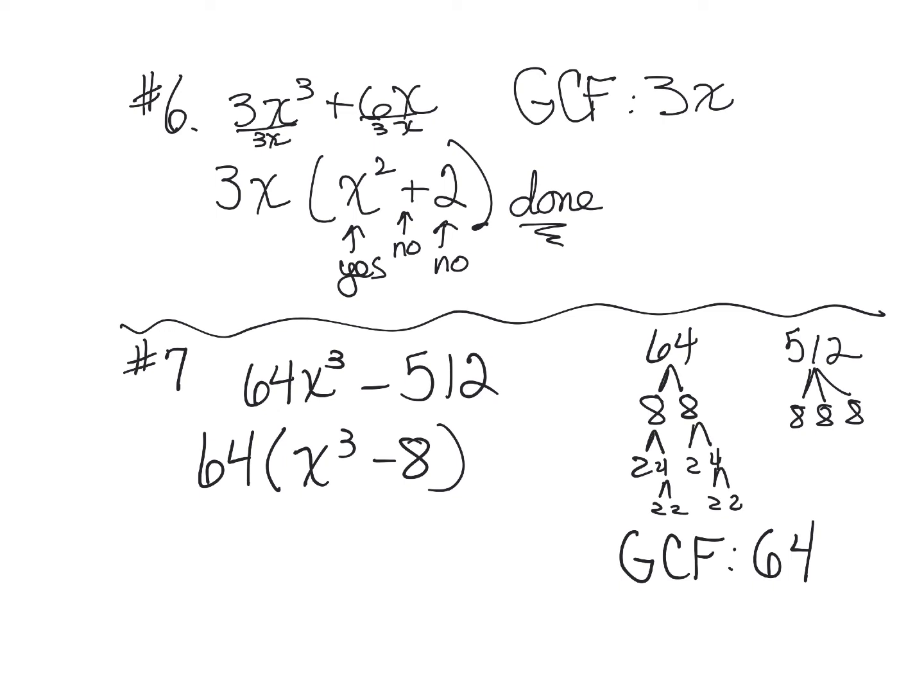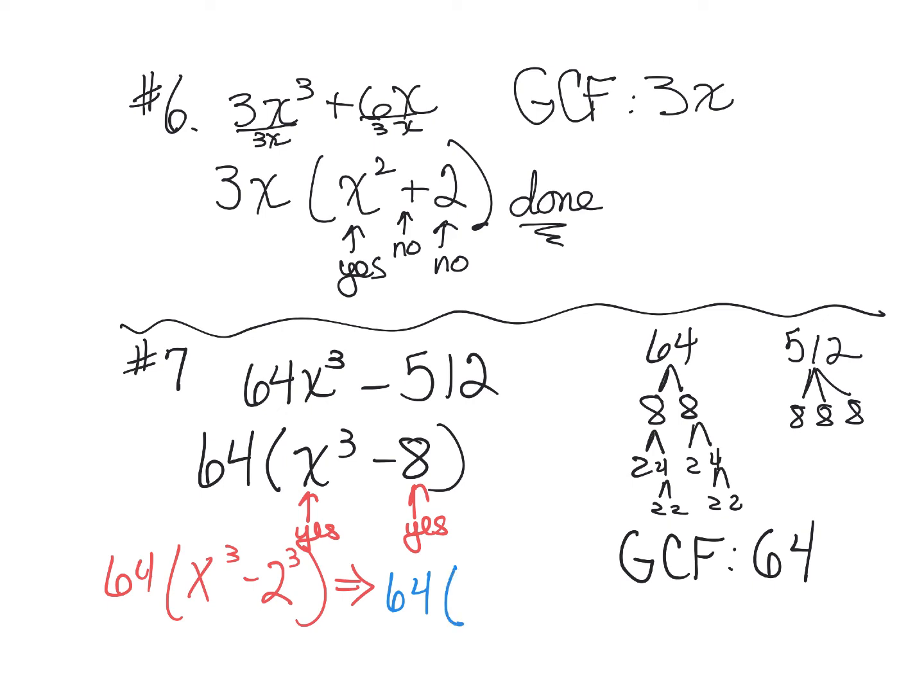All right, that's my GCF. Got that taken out. Next step, see a pattern. This is a perfect cube. That's a perfect cube. So what we're going to factor is x cubed minus 2 cubed. So here we go. The 64 is the greatest common factor that was taken out. Cube root of x cubed is x. We take the sign that's between the two. Cube root of 2 cubed is 2. And then we play the pattern game for the difference of cubes.